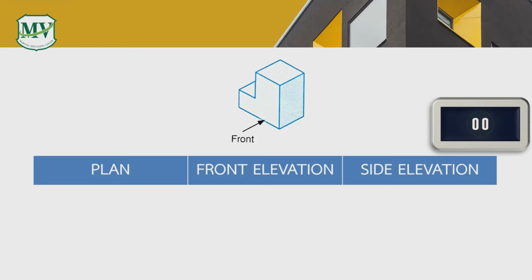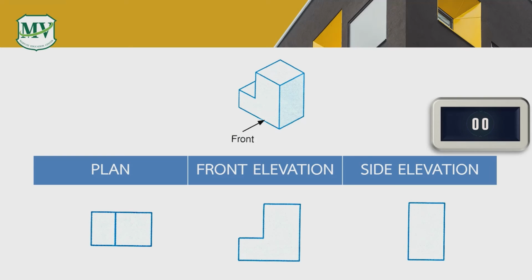2, 1, 0. Now, if we look at the plan or top view of this object, we can see two shapes, which are a rectangle and a square. If we look at the front elevation or the front view of this object, we can see an L shape. For the side elevation of this object, we can also see a rectangle. I hope that your answer is correct, and if it is, then give yourself a round of applause.